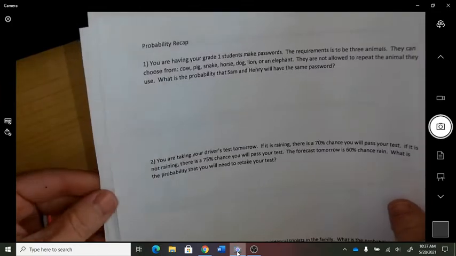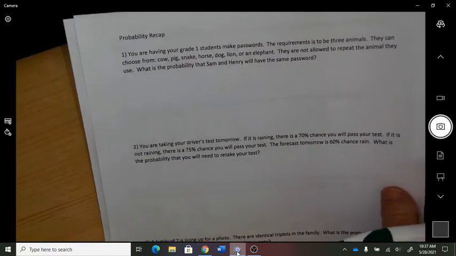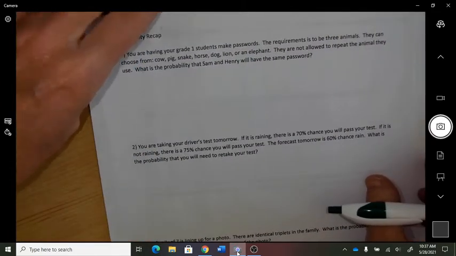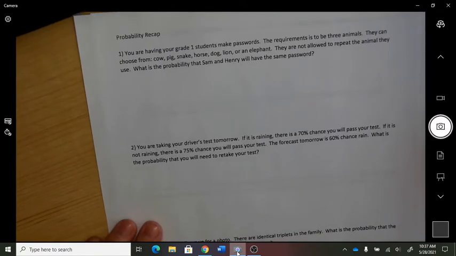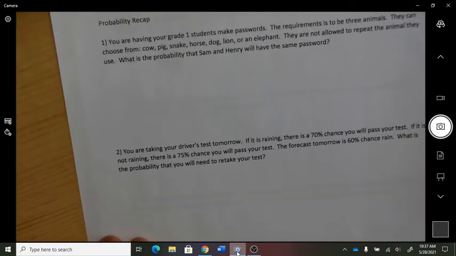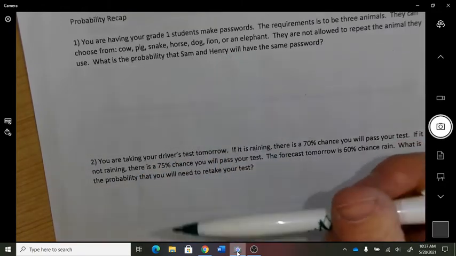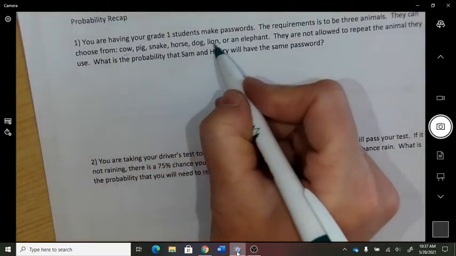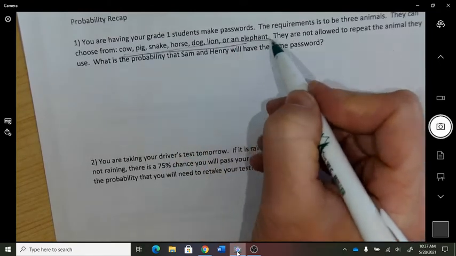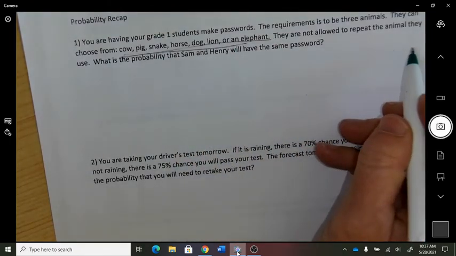Okay, this is the probability recap. Your grade 1 students are making passwords and they have to be 3 animals in the password. They have all of these animals to pick from. So altogether, that's 7 animals that they can pick from. And you're not allowed to repeat.